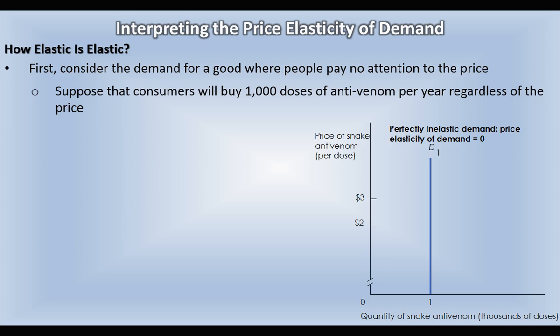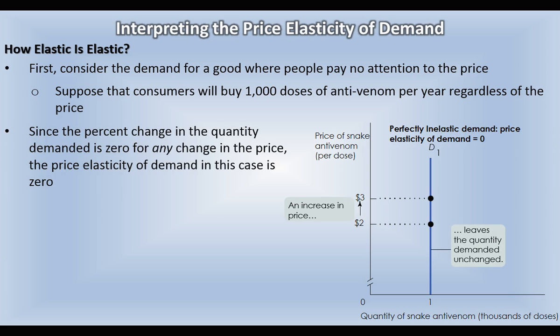So suppose the consumers will buy 1,000 doses of anti-venom per year regardless of the price. So let's say there's an increase in price from $2 to $3, the quantity demanded will not change. And therefore, you will get a vertical demand line. The demand will be perfectly inelastic. There will be zero response to changes in price. So again, this will leave the quantity demanded unchanged.